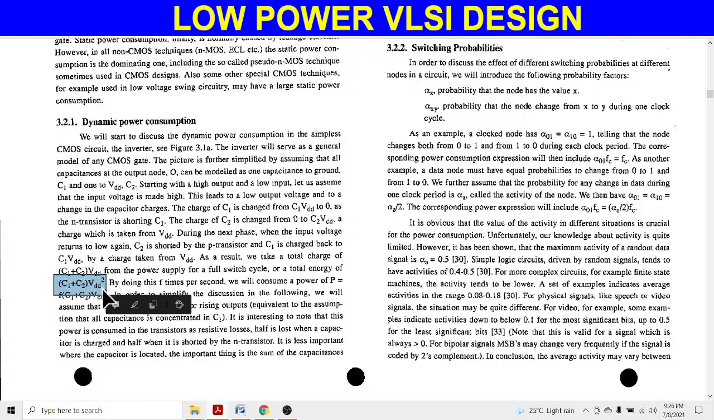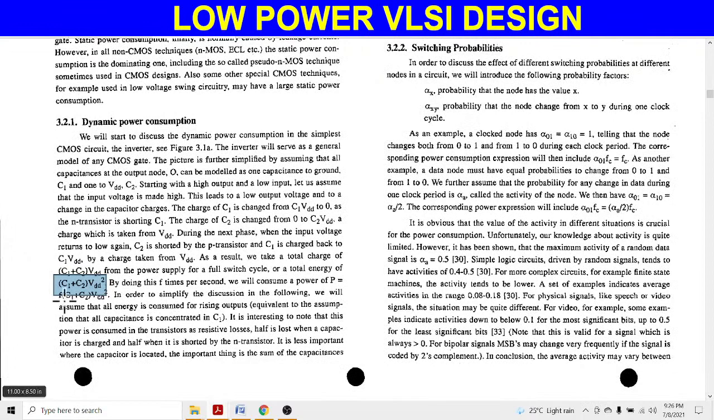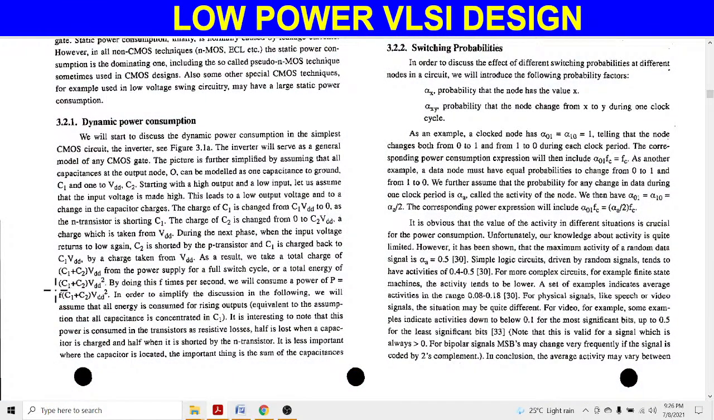And if you are dealing with a complete string, several cycles are there. So if we are dealing with the complete cycle, and we consider a frequency as f, then the total dissipated power P will be f into C1 plus C2 into VDD square.